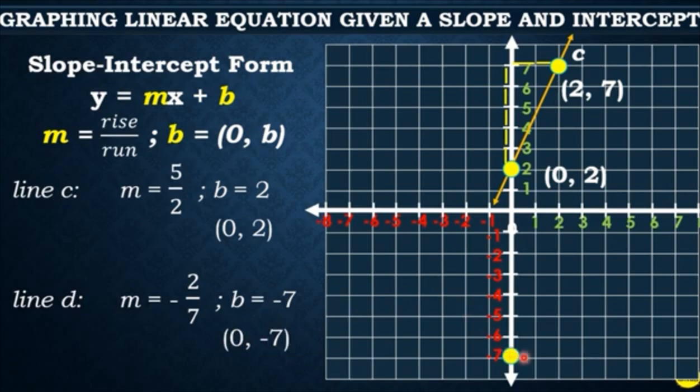Ito po. Ayan, do not forget to write the ordered pair ha when we are plotting points. And then next, so what is our rise? 2. So we will be moving twice. So, 1, 2. Ayun po. Nag-move tayo twice. Now, tingnan natin yung run. Your run is 7. Are we going to the left or to the right?